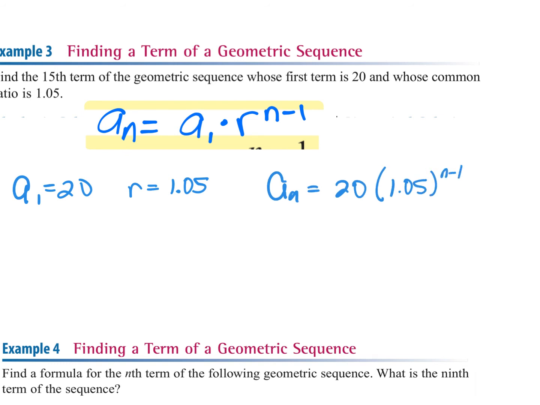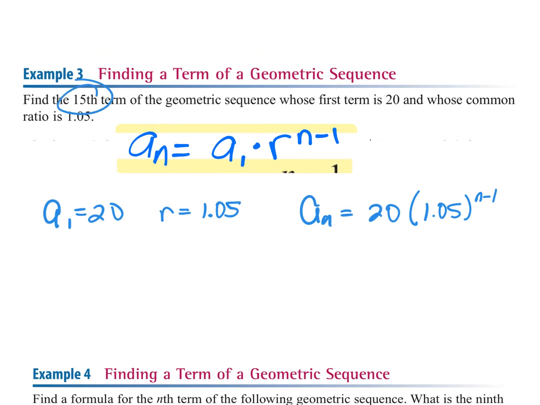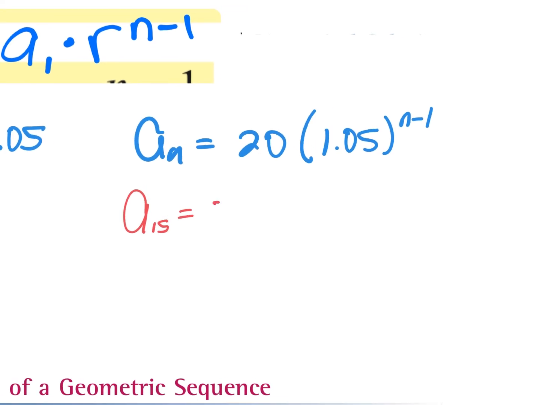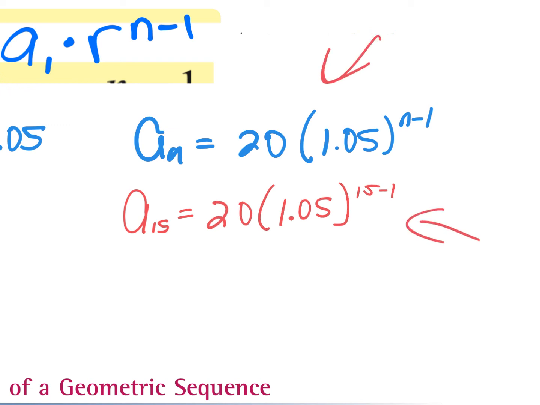What term are they asking me to find? The 15th. So I'm just going to say a sub 15, and I'm going to plug in 15 where? For the n. So I have 20 times 1.05 to the 15 minus 1 power. Now, I don't expect you guys to do that by hand, but I do expect to see this, and then you can use your calculator because I need to see that you know what you're doing. If all you guys do is just plug in numbers and write answers, you're not getting full credit. You have to show me your work.